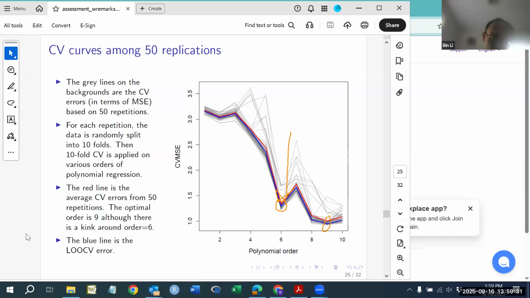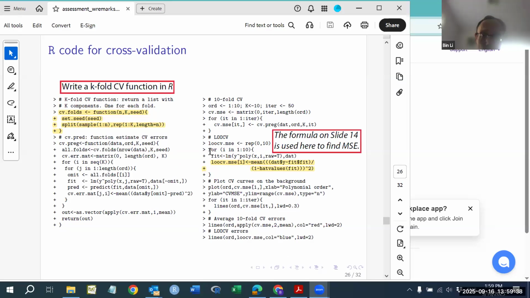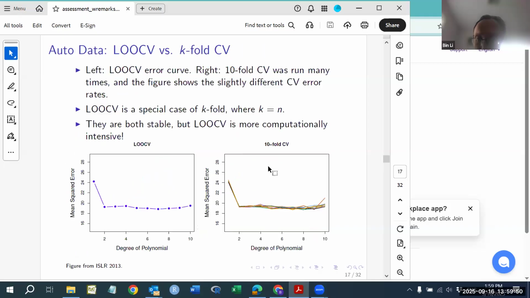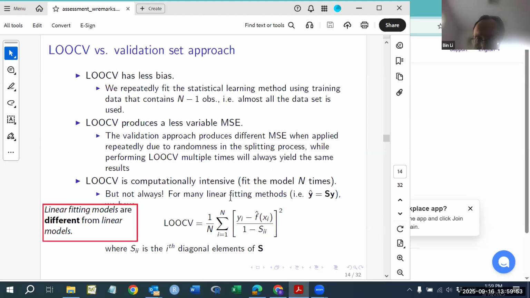Okay, so this is the cross-validation for the classification, and this is the code. Here you can see this is the formula that I used in slide 14. Because polynomial regression belongs to the linear fitting methods, we can check the leave-one-out cross-validation through that.